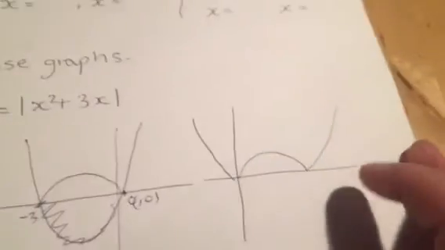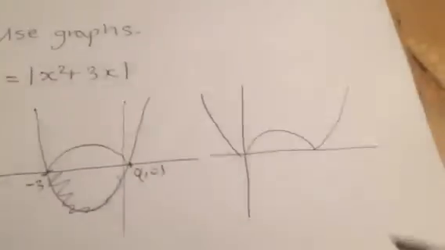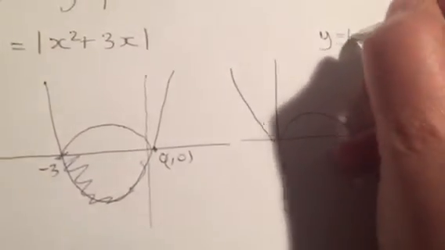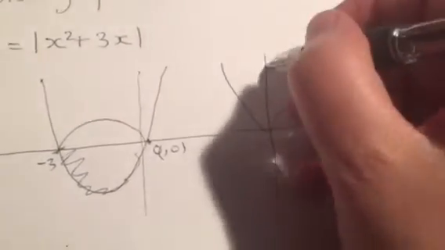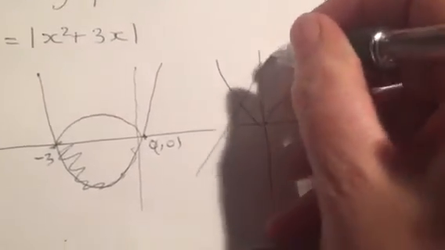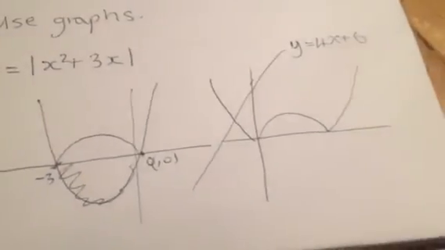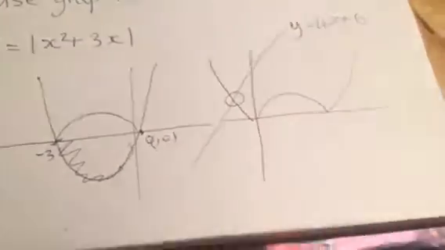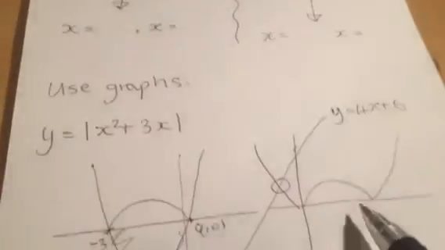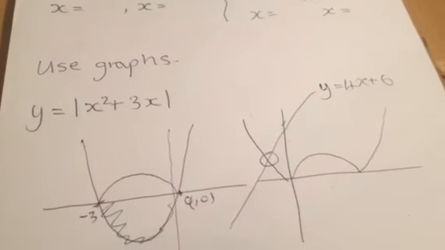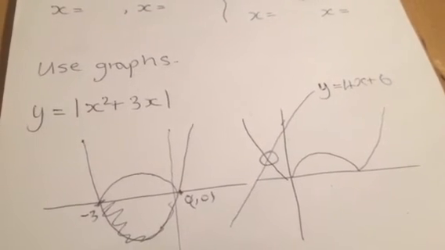You then draw your other graph, which was y equals 4x plus 6. And y equals 4x plus 6 looks something like this. And then you look at where the values cross to find your point of intersection, which of these values work, and you look at the graph to see which values will fit on the graph.